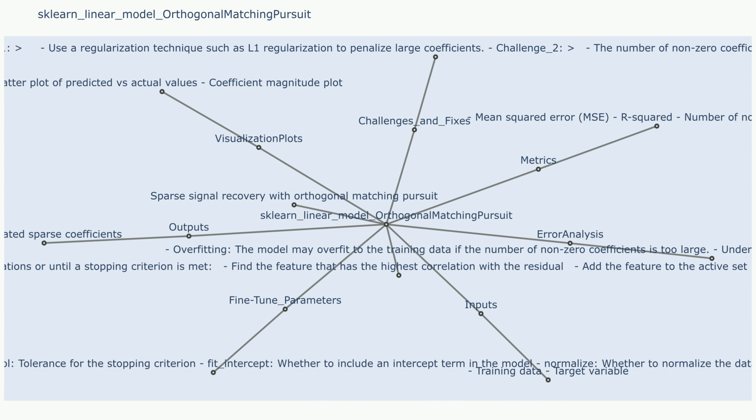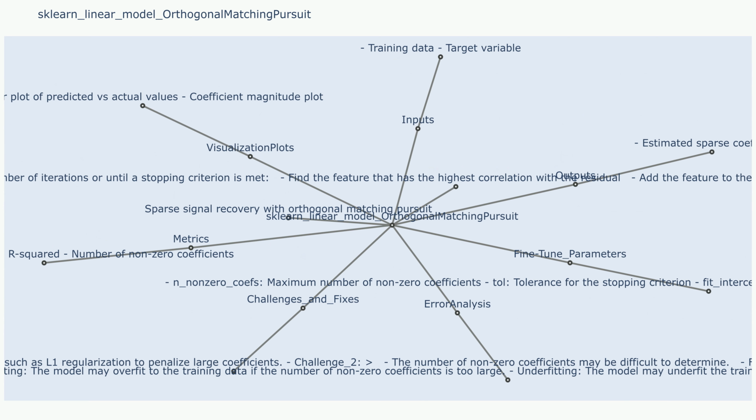Challenge 2: choosing the optimal sparsity. Determining the appropriate level of sparsity can be challenging. Sample use case. Setting N non-zero coefs too low may miss important features, while setting it too high might include irrelevant features. Fixes. Experiment with different values of N non-zero coefs.